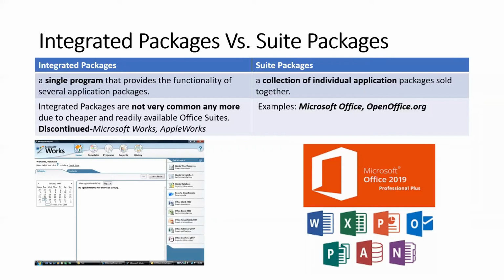The difference: integrated means a single program that provides the functionality of several application packages. Integrated packages are not very common anymore due to the cheaper and readily available Office suites. Discontinued: Microsoft Works and Apple Works. What does integrated mean? Okay, this is an example. Microsoft Works is no longer available now. When you open Microsoft Works, it gives you the functions that are inside this one program. It means a single program integrated together with other functions, for example word processor, spreadsheet, database. It is like one page, and inside this page you have its functions. Okay, this is an integrated single program.